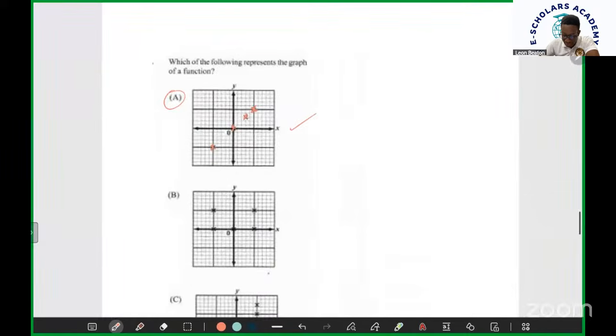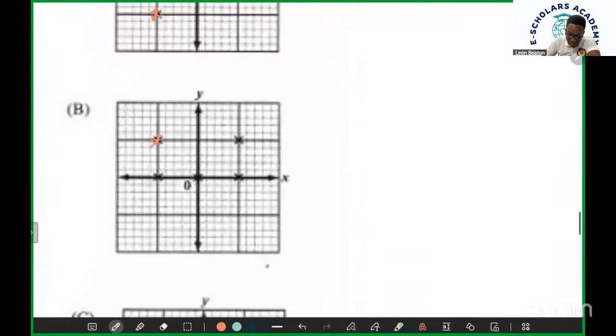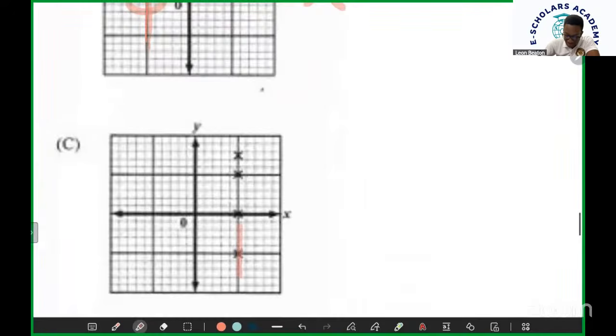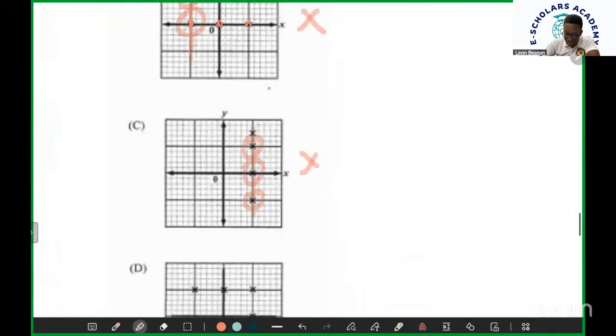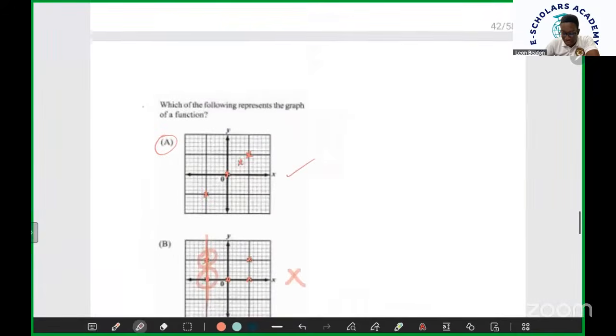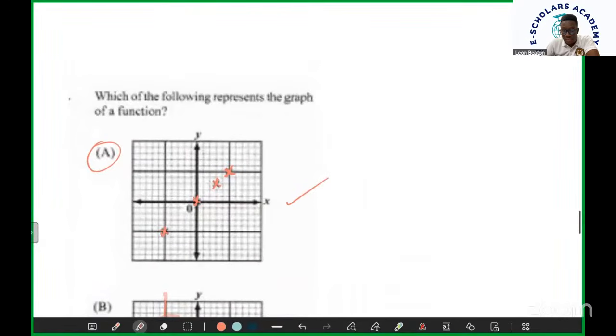But let me go through the others as well. For B, we got one thing here, another thing here, another here. If we draw a vertical line straight up here, it passes through 2 points. So this cannot be a function, because it passes through here and here. So this is out. And the same thing here: if I draw a vertical line, it passes through more than 1 point, here, here, and here. So this is out as well. And the same thing here. Draw up here, it passes through here, here, and here. So this is out. So obviously A is the answer. Nice and easy. Cool, calm.